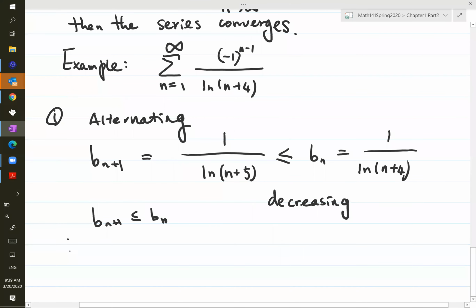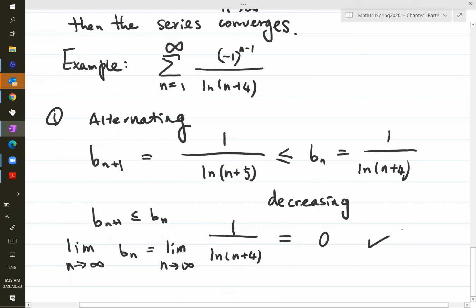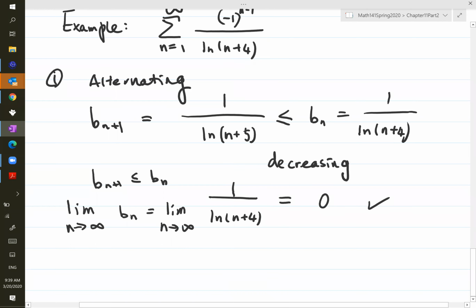Then we check the limit of bn. The limit as n approaches infinity of 1 over ln n plus 4. As n approaches infinity, ln n approaches infinity. So this is 1 over an absolutely large number, so this is 0. So the alternating series test applies, and we can conclude the series converges by the alternating series test.